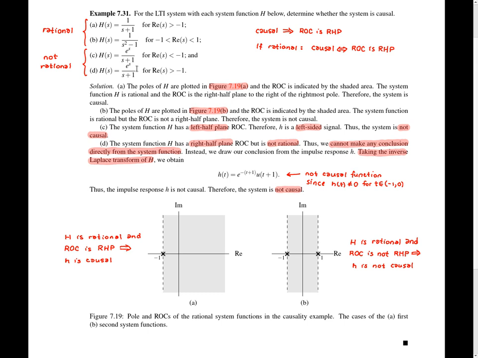So in this case, we proceed to test for causality using the time domain. We find the inverse Laplace transform little h of big H and test if little h is causal. As it turns out, little h is given by this particular formula here. Since little h is not causal, the system in part D is not causal.